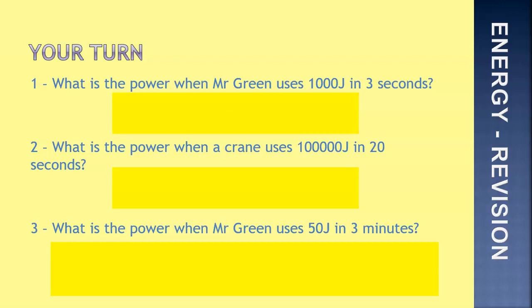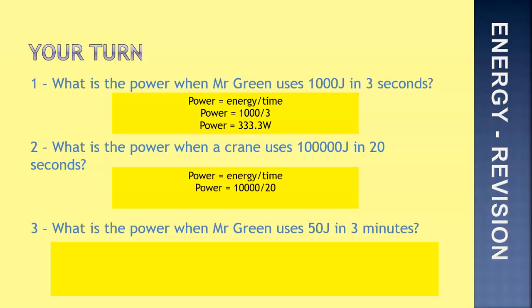Okay, question 1. Power is energy divided by time. We can see there energy is 1,000 and time is 3 seconds. 1,000 over 3 gives us 333.3 watts. Question 2. Energy is 100,000 and 20 seconds is the time. Energy over time: 100,000 over 20 gives us 500 watts.